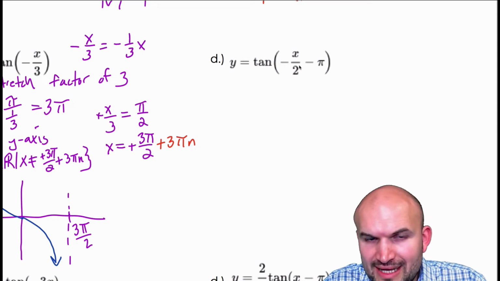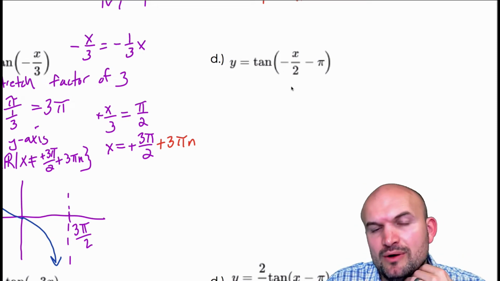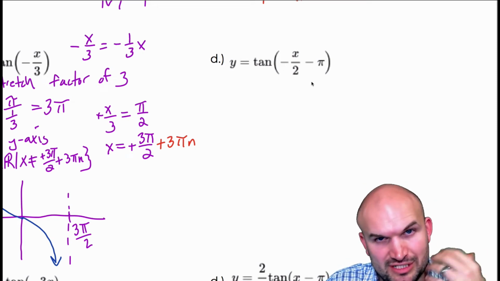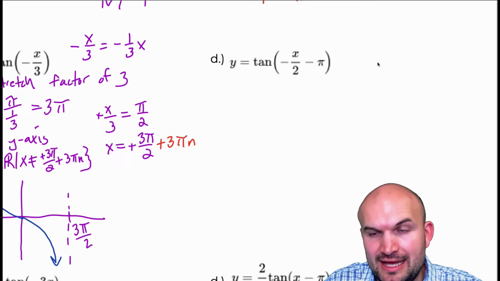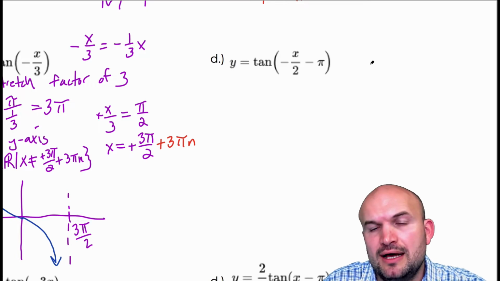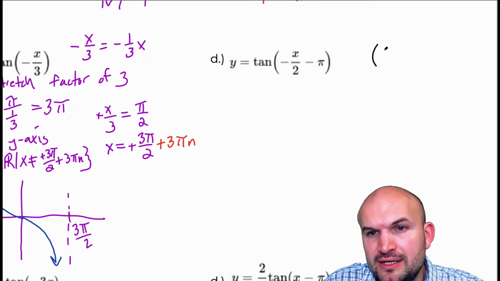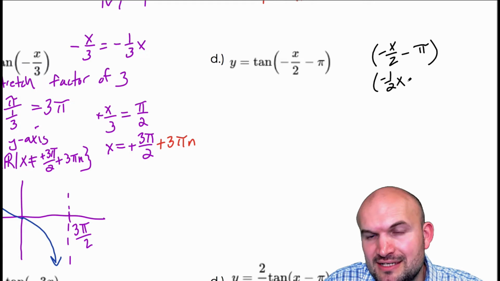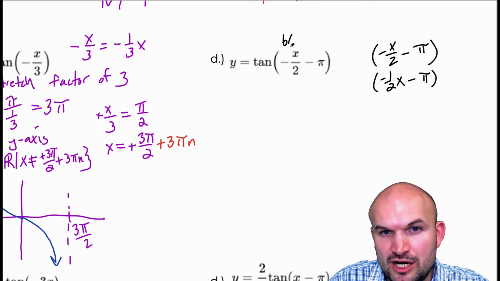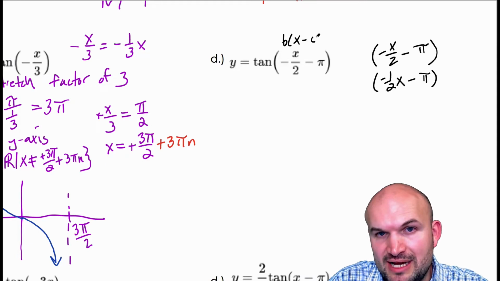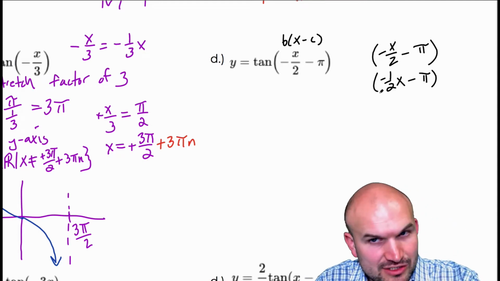All right, so in this next example, what we have inside the function does not look very nice, right? So we're not going to want to rewrite this, and there are a couple of different ways we can rewrite this. First of all, we can take this as a negative x over 2 minus pi, and we can rewrite this as fractions. So basically writing this as negative 1/2 x minus pi. And that's going to help us write this again in our form of b times x minus c. So we're going to have to factor out this negative 1/2.